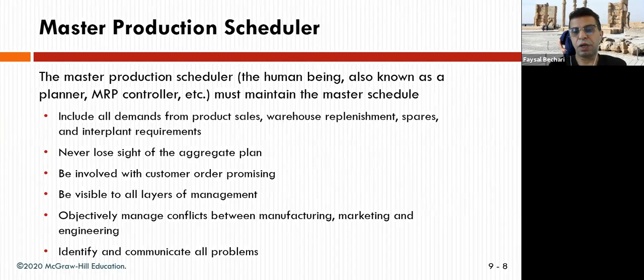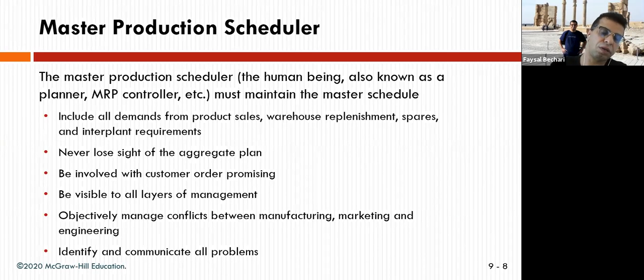Now, about the master production schedule, which we talked about: the human being, also known as a planner or MPS controller, as we saw in the video, must maintain the master scheduling. It includes all the demand for a product: sales, warehouse replenishment, spares, and interplant requirements. It never loses sight of the aggregate plan.